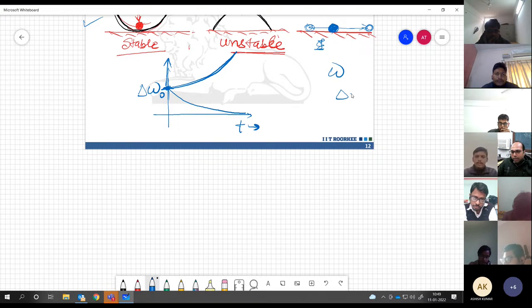See, delta omega is basically change in speed. That's why I am saying, if this much amount of change is given, whether it will run away with more disturbance or more change in speed, or it will come back to zero on its own. That's the question. You understand this scenario?